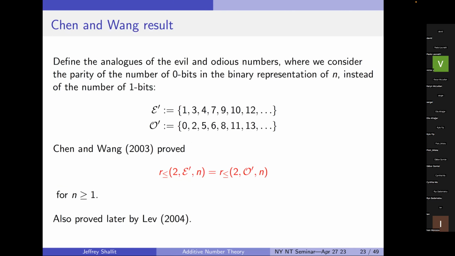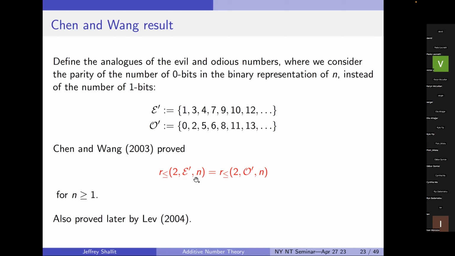Now, Chen and Wang said, okay, well, we had this theorem, this partition of the natural numbers for r less than. How about r less than or equal to? And they proved it using an analog of the evil and odious numbers. Their analog now is they're going to count the parity of the number of 0 bits instead of the number of 1 bits. So now we get an E prime, where the parity of the number of 0 bits is even, and an O prime, where the parity of the number of 0 bits is odd. For example, 11 in base 2 is 1011. It has a 0 in it, so that's odd.